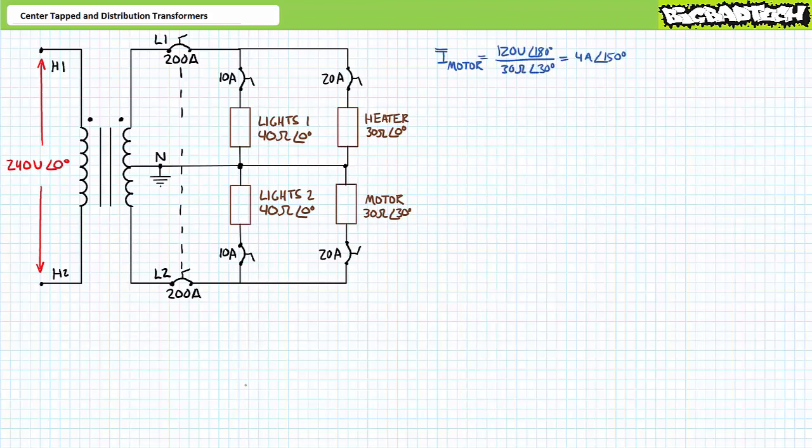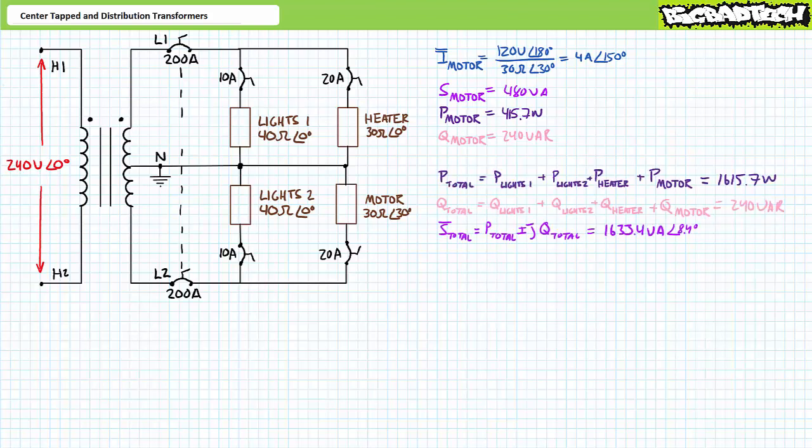An application of Ohm's law solving for current demonstrates the motor draws 4 amps at an angle of 180 minus 30 or 150 degrees. An application of the AC power formula demonstrates the motor consumes 480 volt amperes of apparent power, of which 415.7 watts is directed towards real power and 240 VARs is directed towards a reactive interchange.